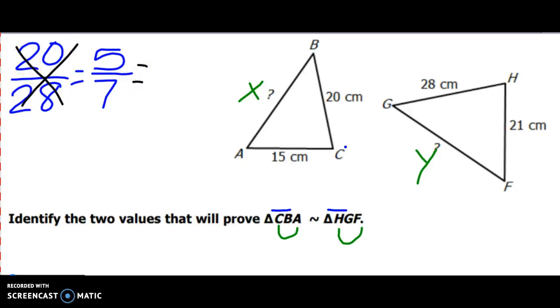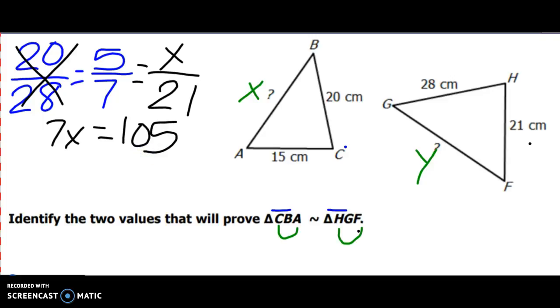5/7 is equal to, and remember I compared this triangle here, so A to B. If I put in some numbers, we say A to B is x, and H to F is 21. I cross multiply, 7x and 5 times 21. That's going to give me 105. If I divide that by 7, then that gives me x is equal to 15. So that's my x value.